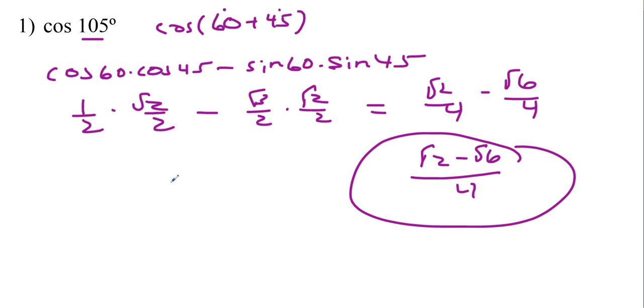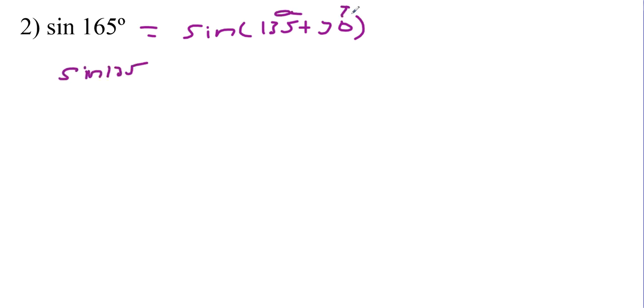So now let's move on and let's take a look at sine of 165. Again, I need to add or subtract to make it usable on the unit circle. And I'm thinking 135 and 30. Okay. So I'm going to apply my sum angle, and that's going to be sine 135, because this is your alpha and this is your beta, times cosine of 30. They take turns. And then it's cosine's turn of 135, and then the sine of 30.